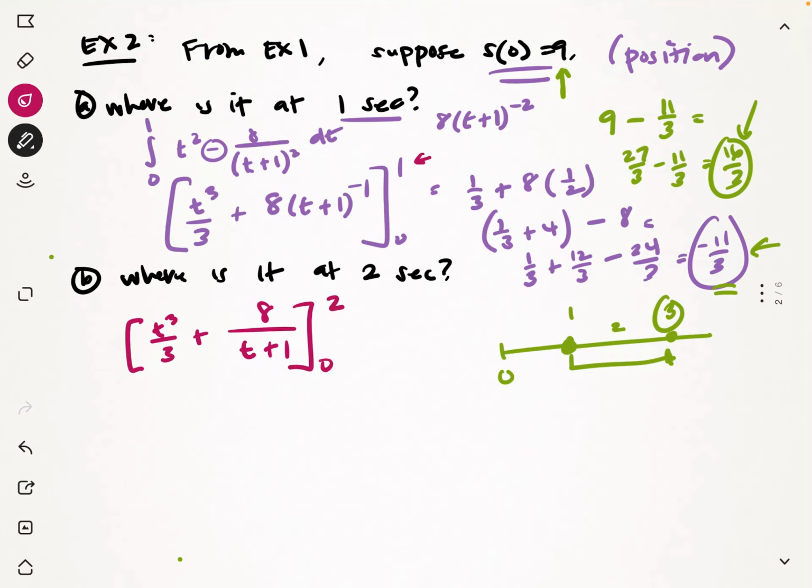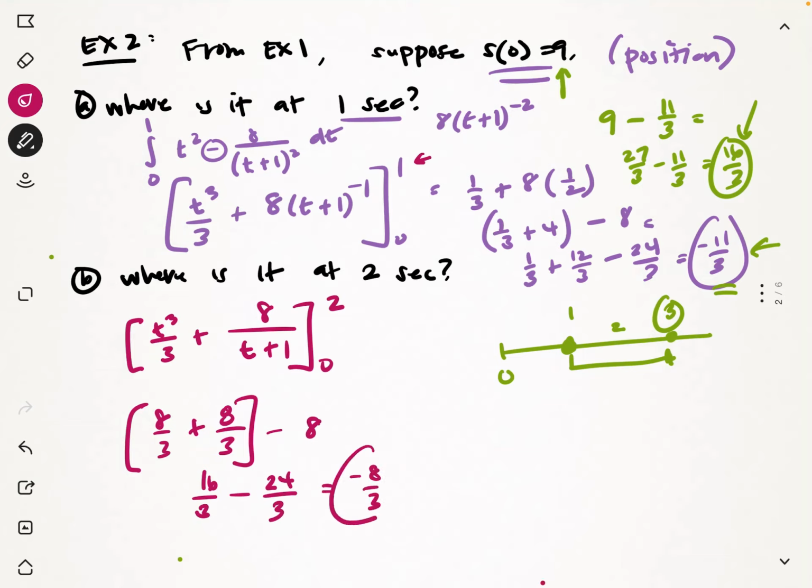Okay, so when we plug in our 2 here, we get 8/3. And then plus, when we plug in 2 there, we get 8/3 again. And then we're going to subtract the 0. So 0 over 3 is 0, and then 8 over t plus 1 is 8. So this would be 16/3 minus 24/3, which is negative 8/3.